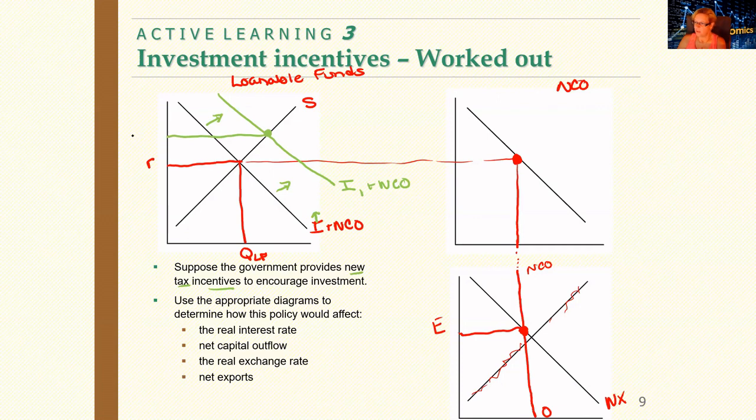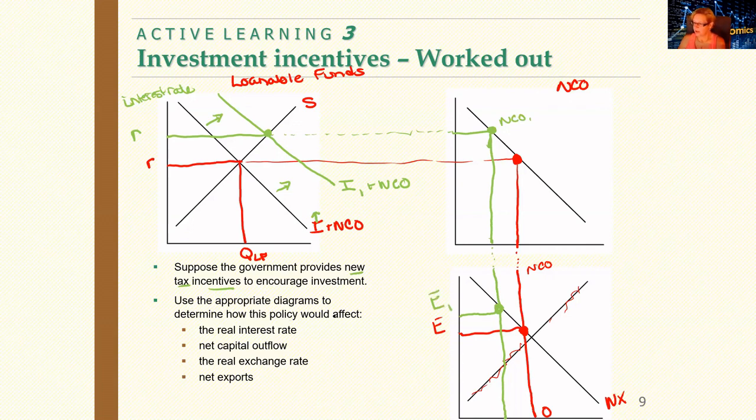Where these two crisscross is going to be our real interest rate. We're going to go ahead and follow that over to net capital outflow. We'll call this net capital outflow 1. We're going to go ahead and drop that down. When we drop that down, we're going to come in here and drop it here. We're going to go ahead and move this in, and we'll have the real exchange rate 1.